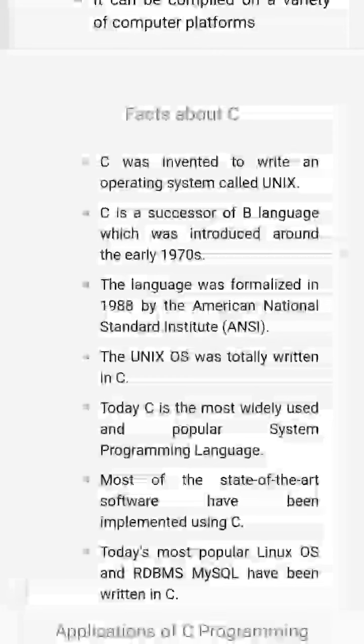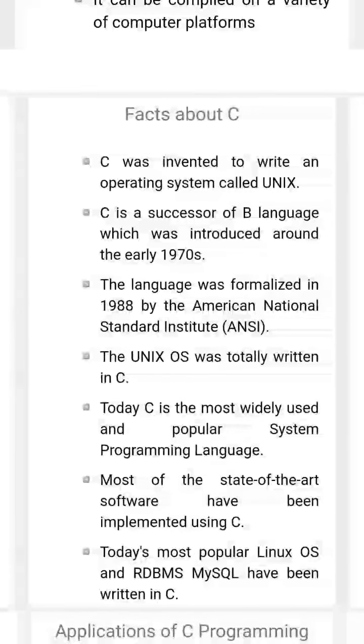So C was invented to write an operating system called Linux. So C is a successor of the B language. Okay, so before C there was a language which is known as B. Okay, so after that it was introduced as a new language C. After C there is a language which is known as C++. So in the forthcoming classes you will be learning about the C++ language also.